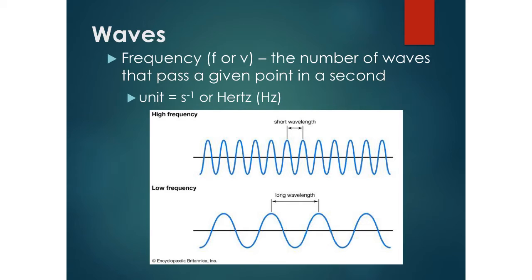So the frequency, which is abbreviated with f, or they'll use nu, which kind of looks like a v in this font, even though it's a Greek letter. Frequency is the number of waves that pass a given point in a second. So the unit is going to be per second, meaning if it's 35 per second, you have 35 waves per second that pass that point, or hertz. So again, if we have a higher frequency, you have a shorter wavelength. Lower frequency, longer wavelength.